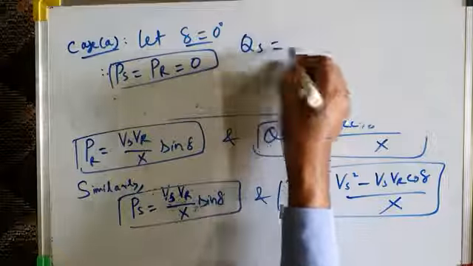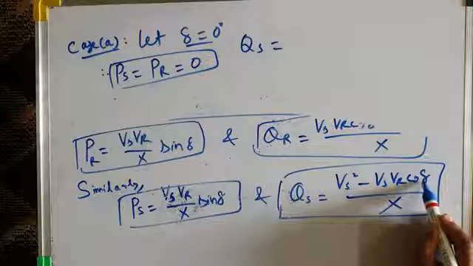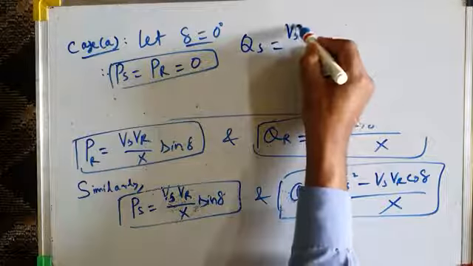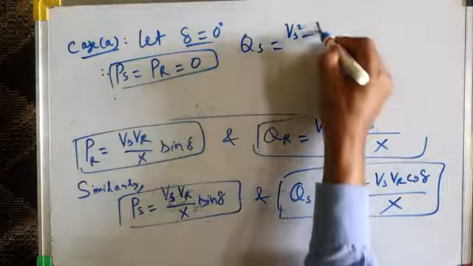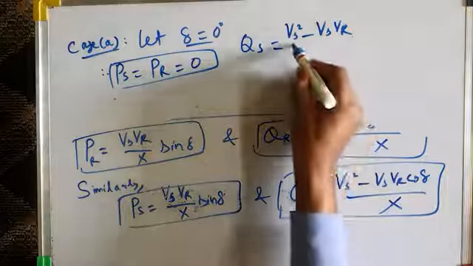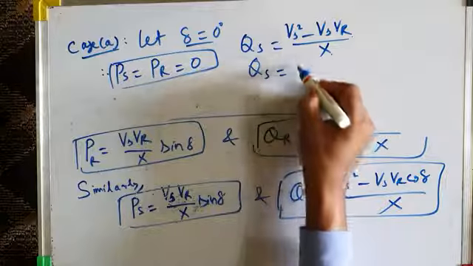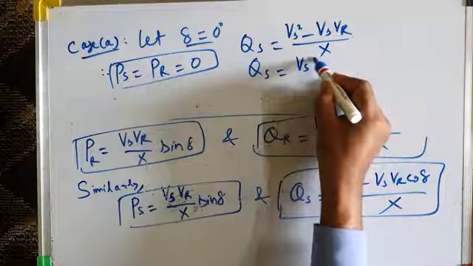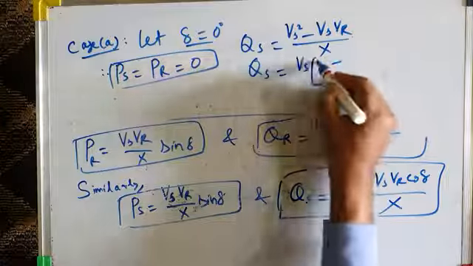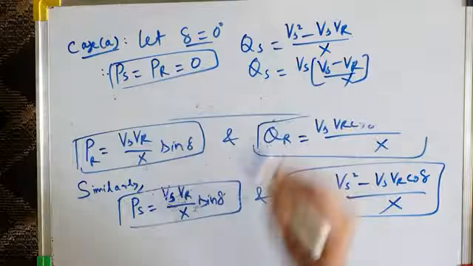Okay. What about reactive powers at sending end and receiving end? Reactive power at sending end, you can see from this equation, put delta equal to 0, so cos 0 is 1, so it will be Vs square minus Vs Vr, because cos 0 is 1, divided by x. Or we can say Qs is equal to, if you take Vs common, you will get Vs times Vs minus Vr by x, right?